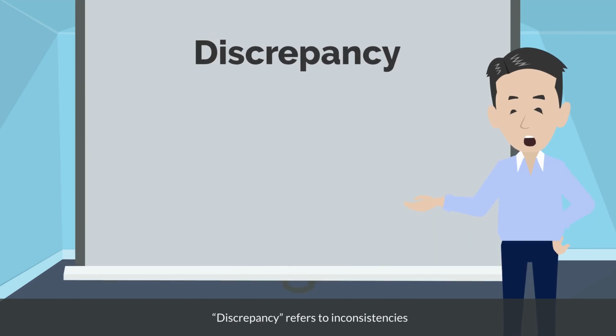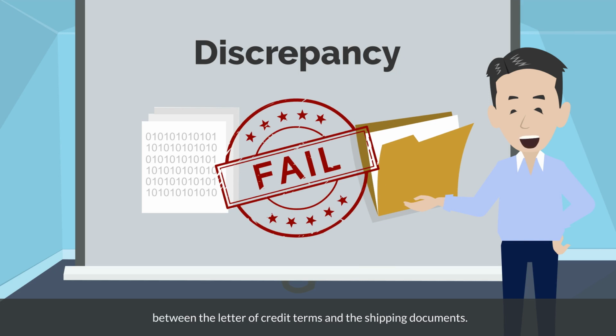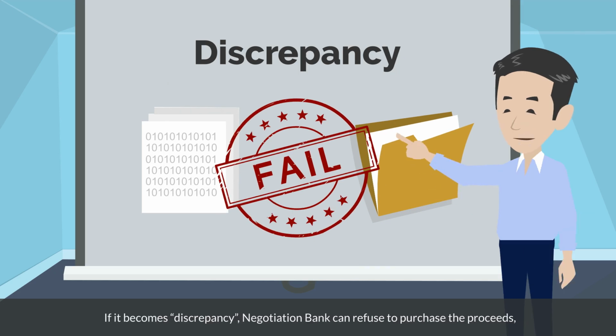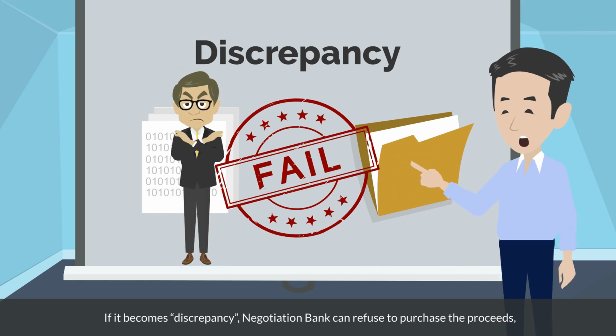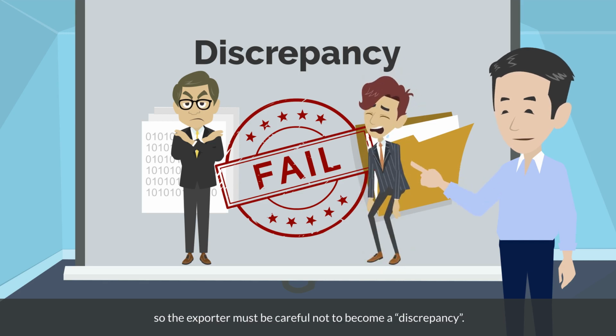Discrepancy refers to inconsistencies between the letter of credit terms and the shipping documents. If it becomes discrepancy, negotiation bank can refuse to purchase the proceeds, so the exporter must be careful not to become a discrepancy.